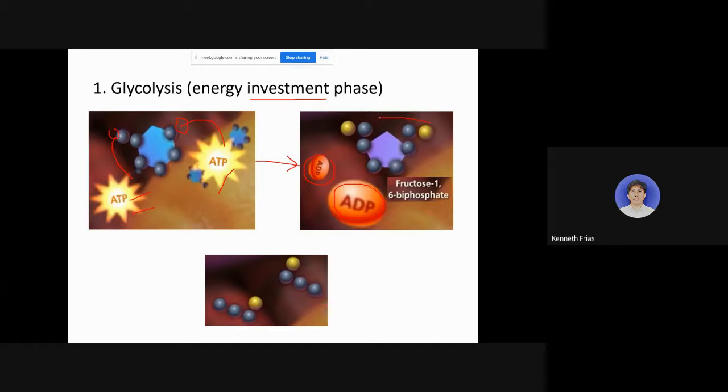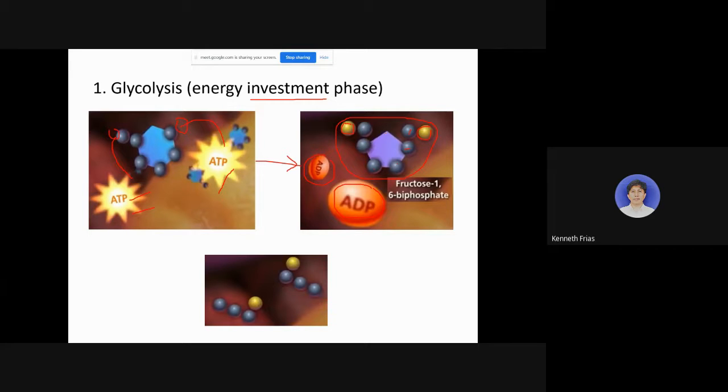And as you can see here, the glucose molecule is transformed into another form. It's called fructose 1,6 biphosphate, but it still contains 6 carbons. If you count this, it's still 6. It only has two phosphates at both ends.